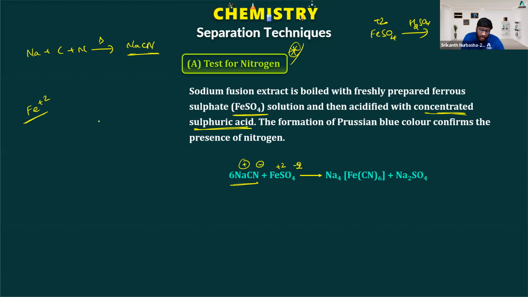Fe2+ is an ion which has a tendency to form an octahedral complex. That means Fe2+ is surrounded by 6 cyanide ions now. That's what we say: Na4, because Fe2+ is surrounded by 6 cyanides. Yes or no? This is how the structure looks, an octahedral complex.